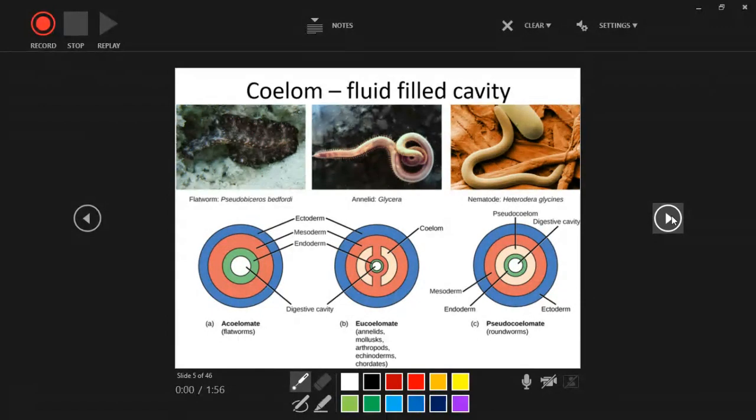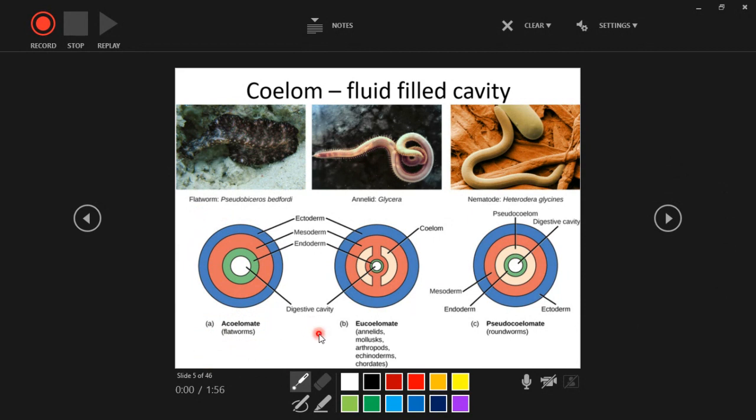Either it has a coelom, or if it doesn't have a coelom, it's called acoelomate. Acoelomate means no coelom. They do not have a fluid-filled cavity. Our example here, which we are going to talk about today in the protostomes, is the flatworm. All right, so the acoelomate example here is the flatworms.